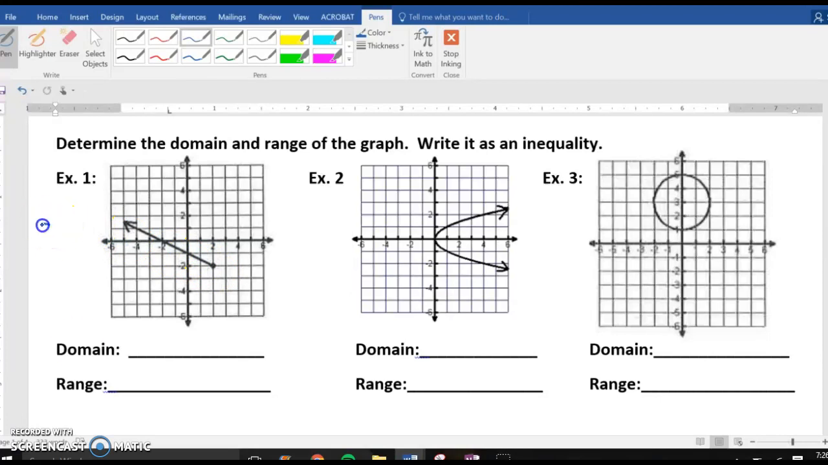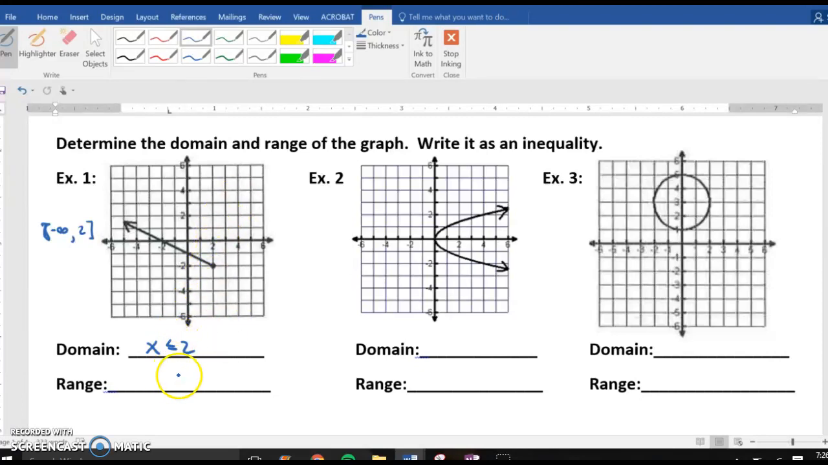So we used to say that this goes from negative infinity and then ends at 2. But now we have to translate this and write it as an inequality. If it ends at 2, we know all the x values on this graph are to the left of 2, so we say x is less than or equal to 2.